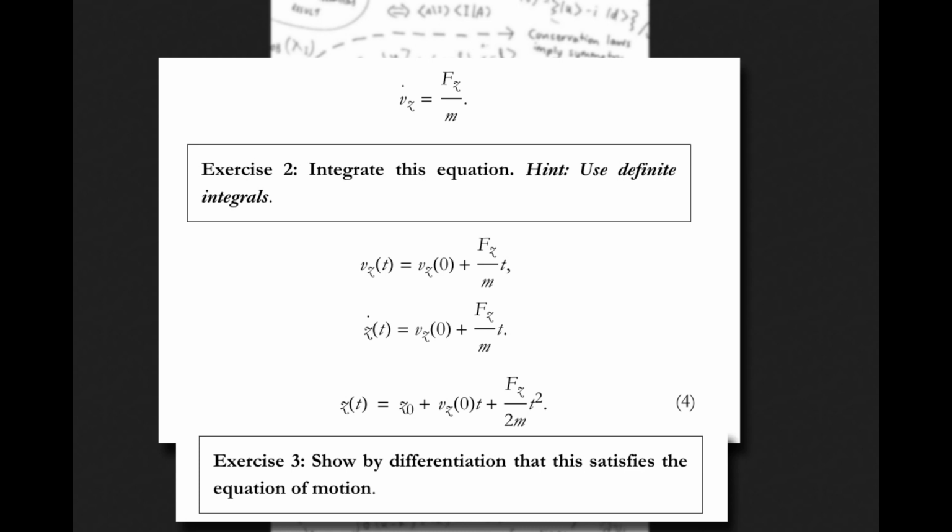It is easy to solve. Z(t) equals Z0 plus Vz0 t plus Fz/2m t squared. Exercise 3. Show by differentiation that this satisfies the equation of motion.